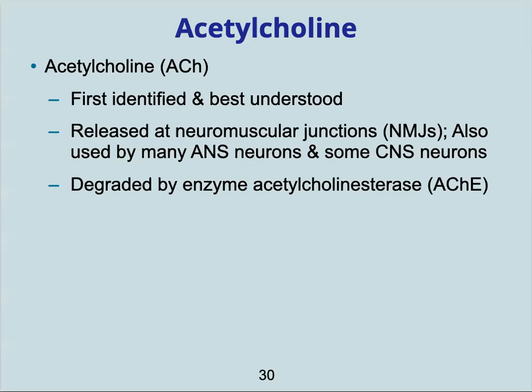So the neurotransmitter we call acetylcholine is one of the first to be identified and one of the best understood neurotransmitters. Its release is found in neuromuscular junctions, but also within the autonomic nervous system, as we've seen. Its duration of effect is limited by an enzyme that degrades it within the synaptic cleft. It's called acetylcholinesterase, sometimes known as cholinesterase, AChE.